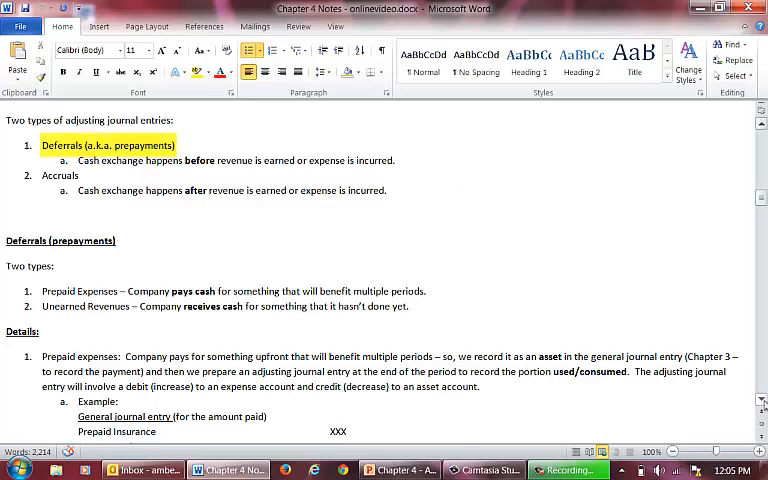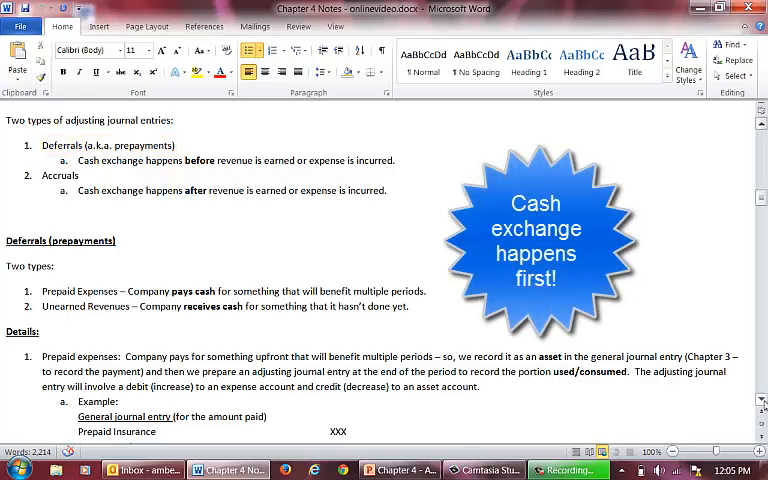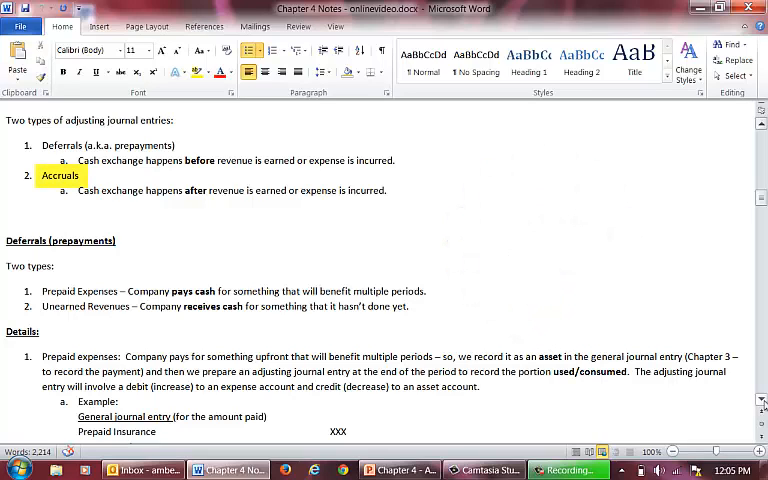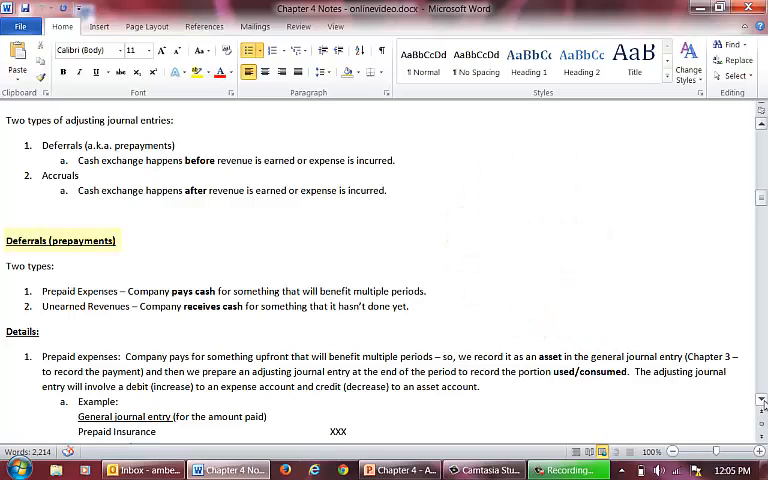The first type of adjusting entries is deferrals. With deferrals, the cash exchange happens before the revenue is earned or the expense is incurred. Remember, the cash exchange happens first. The second type of adjusting entries is accruals. With accruals, the cash exchange happens after the revenue is earned or the expense is incurred. Remember, the cash exchange happens later. We will learn about deferrals in this video and accruals in the next video.